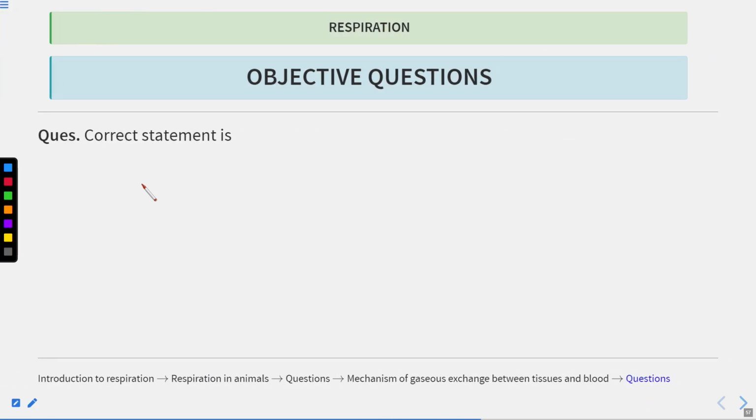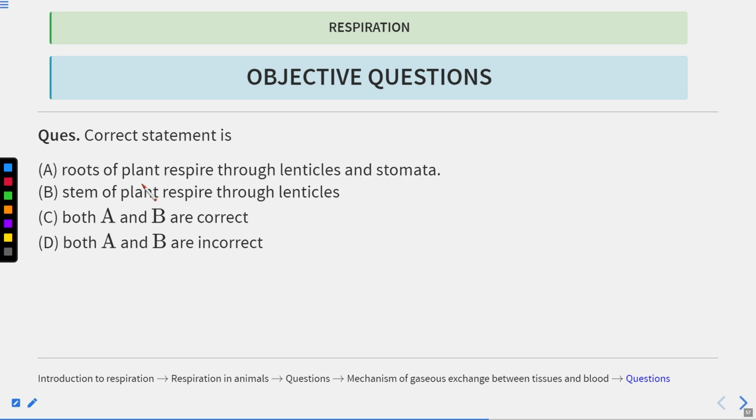Now, next question is correct statement is. So the statements are given and you have to select the correct statement. So option number A is roots of the plant respire through lenticels and stomata. So we have already discussed, when we are talking about the respiration in the plants, then respiration in roots is with the help of what? Root hairs. So root hairs, they are involved in the exchange of the gases. And lenticels and stomata are not present. Stomata are present in the leaves.